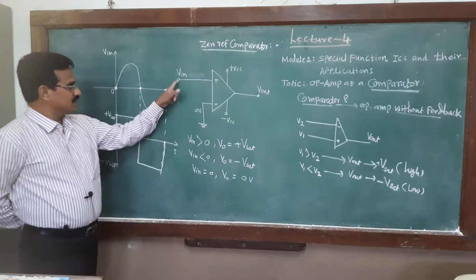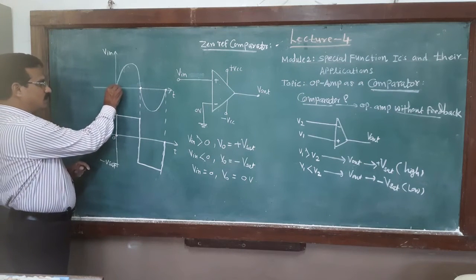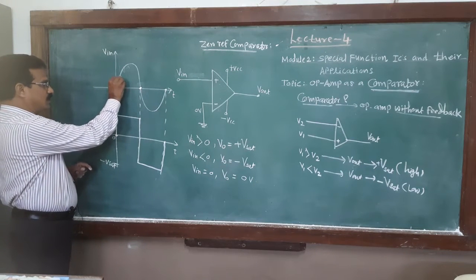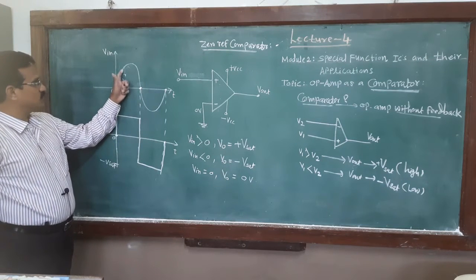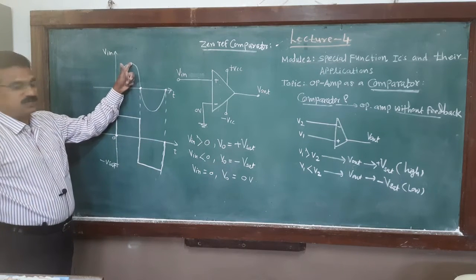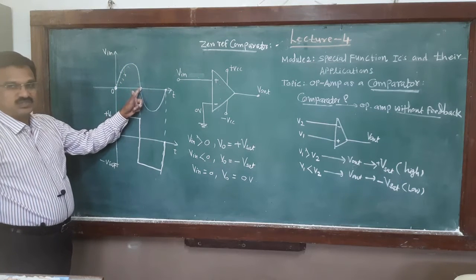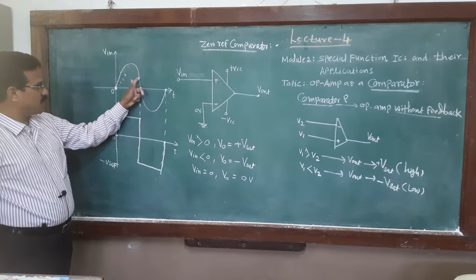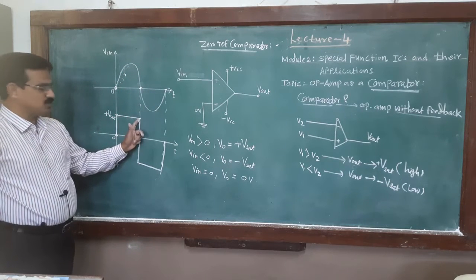Remember, the input is a sine wave. Here is 0 volt, here is suppose 1 volt, 2 volt, 3 volt, 4 volt. The input is positive in this direction up to suppose 8 volt, again 7, 6, down to 1 volt and then 0 volt. During this part the input is positive, that's why the output is positive saturation.